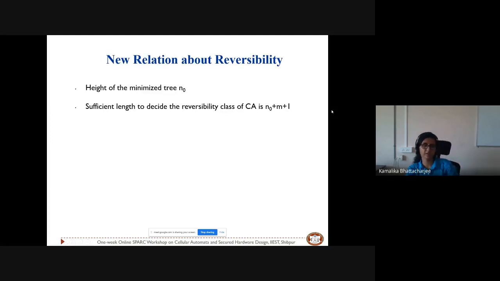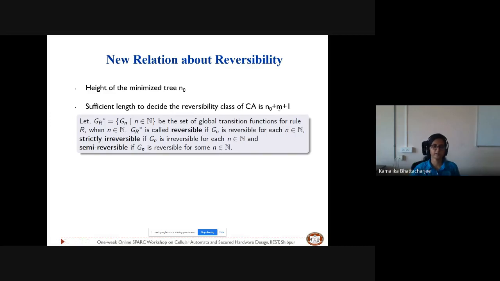By using this minimized tree, we can now derive one relation about reversibility. If the height of the tree is n0, the sufficient length to decide the reversibility class will be n0 plus m plus 1, where m is the neighborhood size. Now let us take one set G_R star, which is the set of G_n over all n. That is the set of global transition functions for rule R when n belongs to the set of naturals.